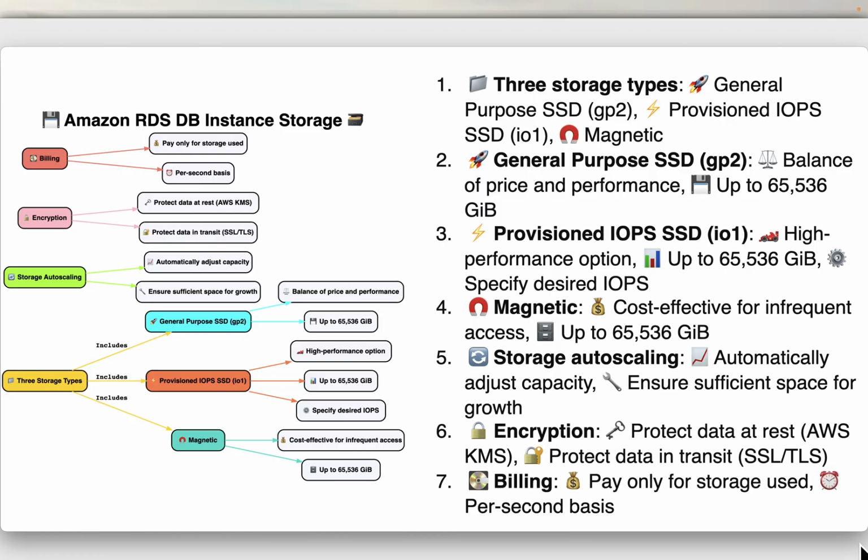Then seventh, billing. So pay only for storage used on a per second basis. With Amazon RDS, you pay only for the storage you used on a per second basis. So allows for cost optimization and flexibility.